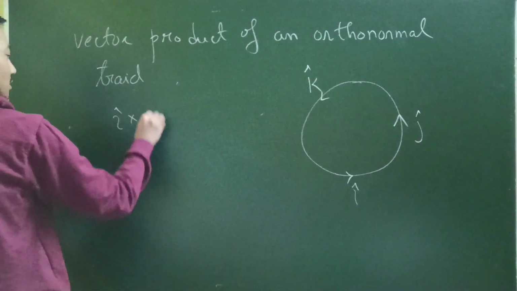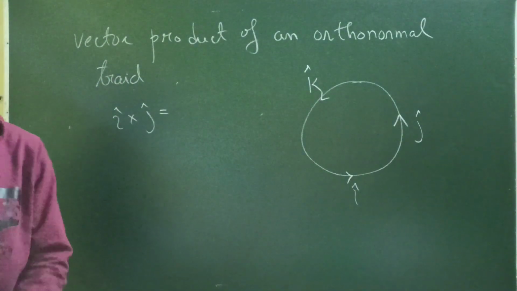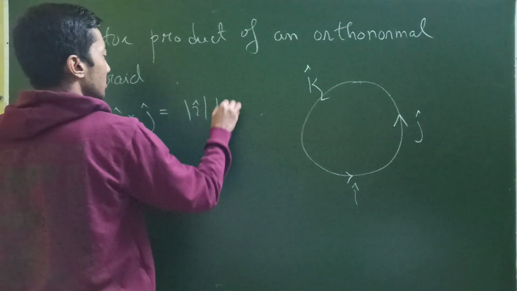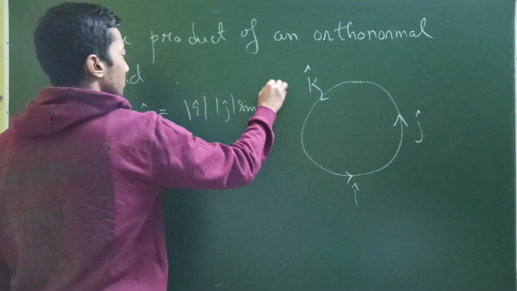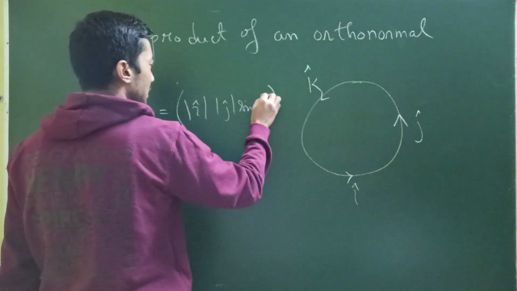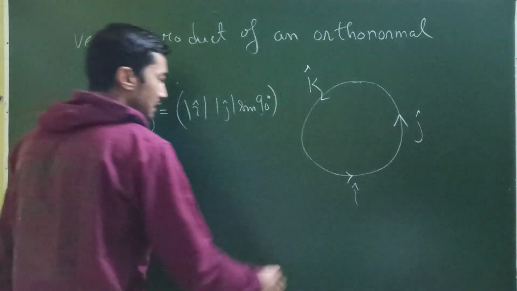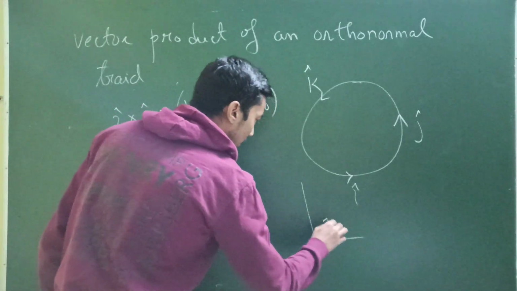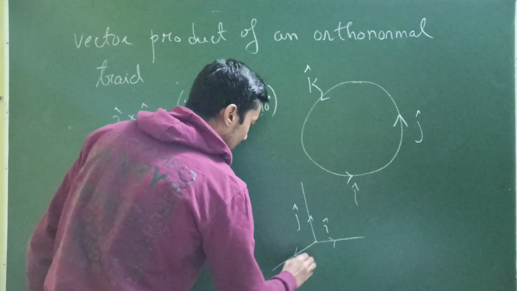Then, based on this direction I, J, K, what will be I cross J? Let's derive that. I cross J is going to be magnitude of I, magnitude of J, sine of theta. What is theta, that we will discuss. Sine of theta will be sine 90 degrees, isn't it? Because if this is the unit vector I, if this is, let's say, J, and if this is K.